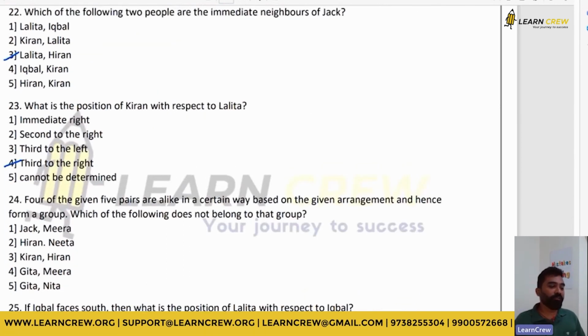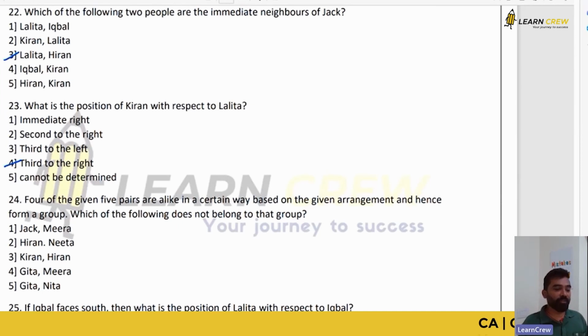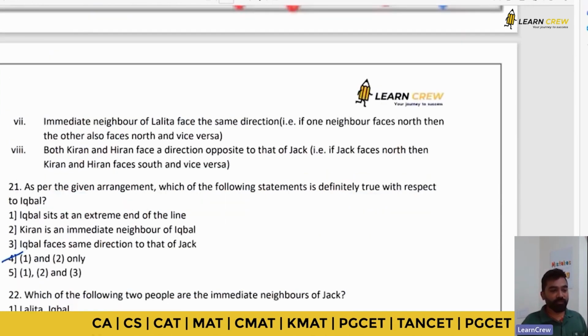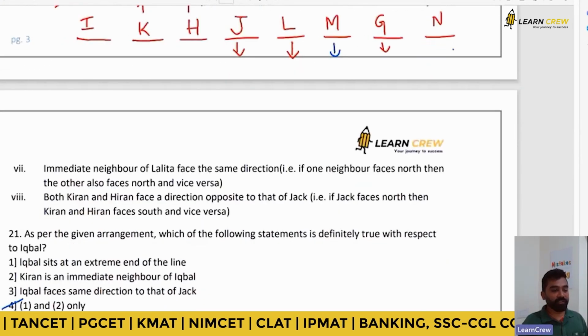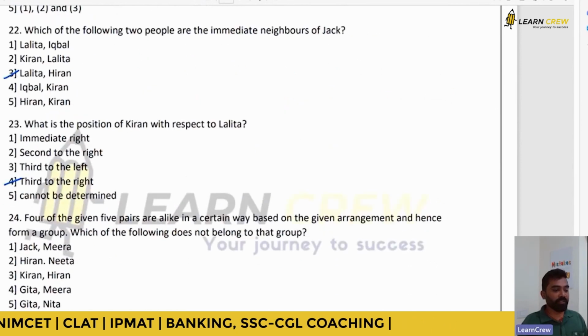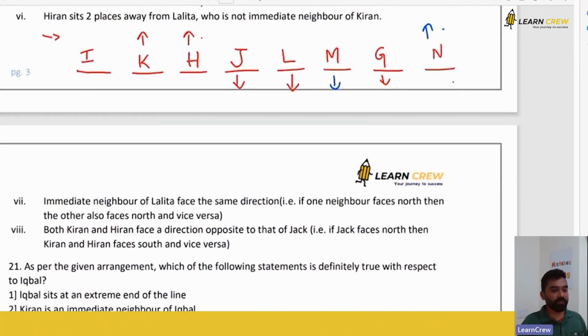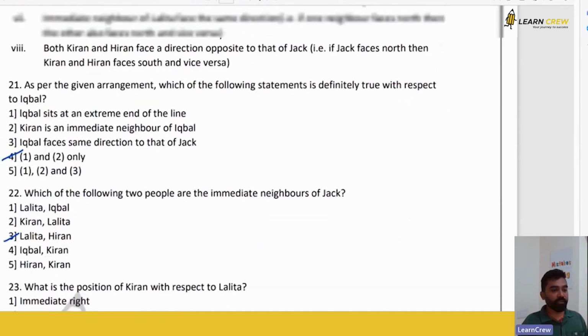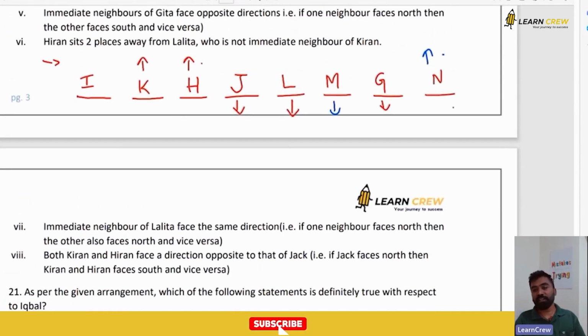4 of the given 5 pairs are alike in a certain way based on the given arrangement and hence form a group. Which of the following does not belong to that group? Jack, Meera; Kiran, Neeta; and the other pairs. Geeta, Neeta, because both are facing opposite directions. Others are facing the same direction.